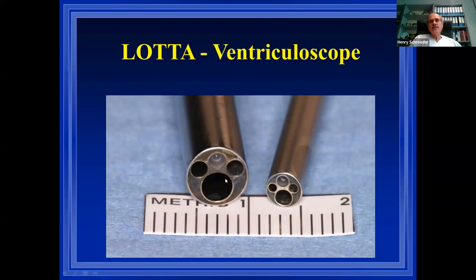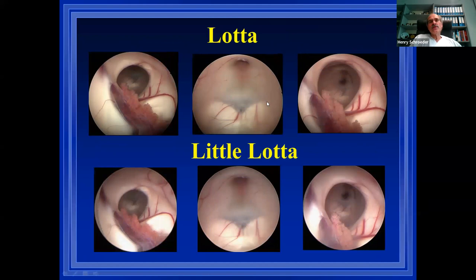of Monro. Here's a comparison of the larger Lotta and the little Lotta, and you see it's really a big difference. But the optical quality of both is excellent, especially of course of the larger Lotta, because the diameter of the lens is 1.7 millimeters. And here in the little Lotta, we have 1.2.